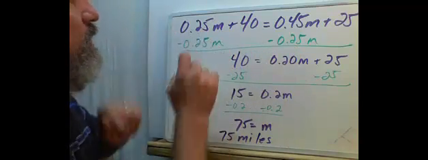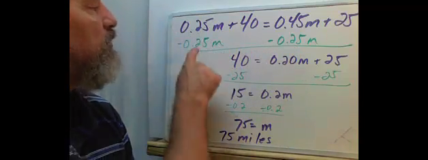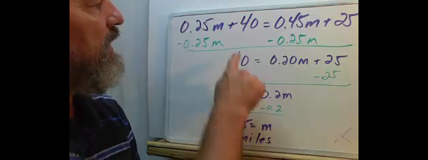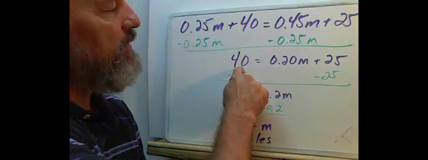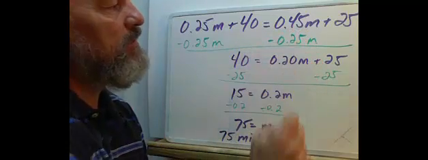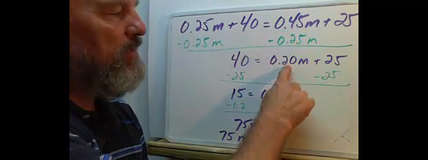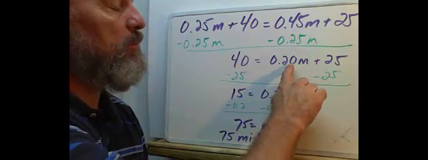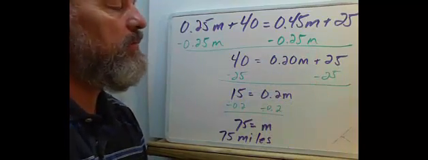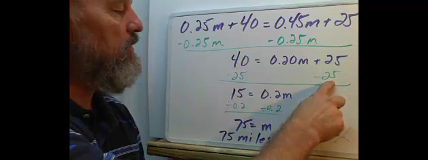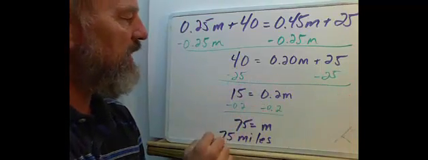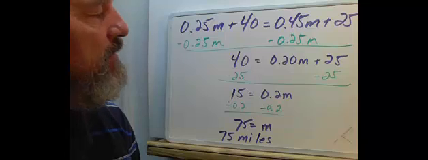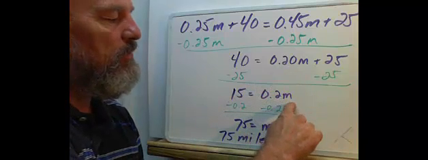Obvious first step is to get rid of the lower variable, so we subtract 25 hundredths M from both sides. We've got 40 left on this side. 45 hundredths minus 25 hundredths is 20 hundredths, so we can put 0.20, or we can change it to 0.2 if we want, doesn't matter. And then plus 25, so we need to undo that by subtracting 25 from both sides. 40 minus 25 is 15, and we have 2/10 M.